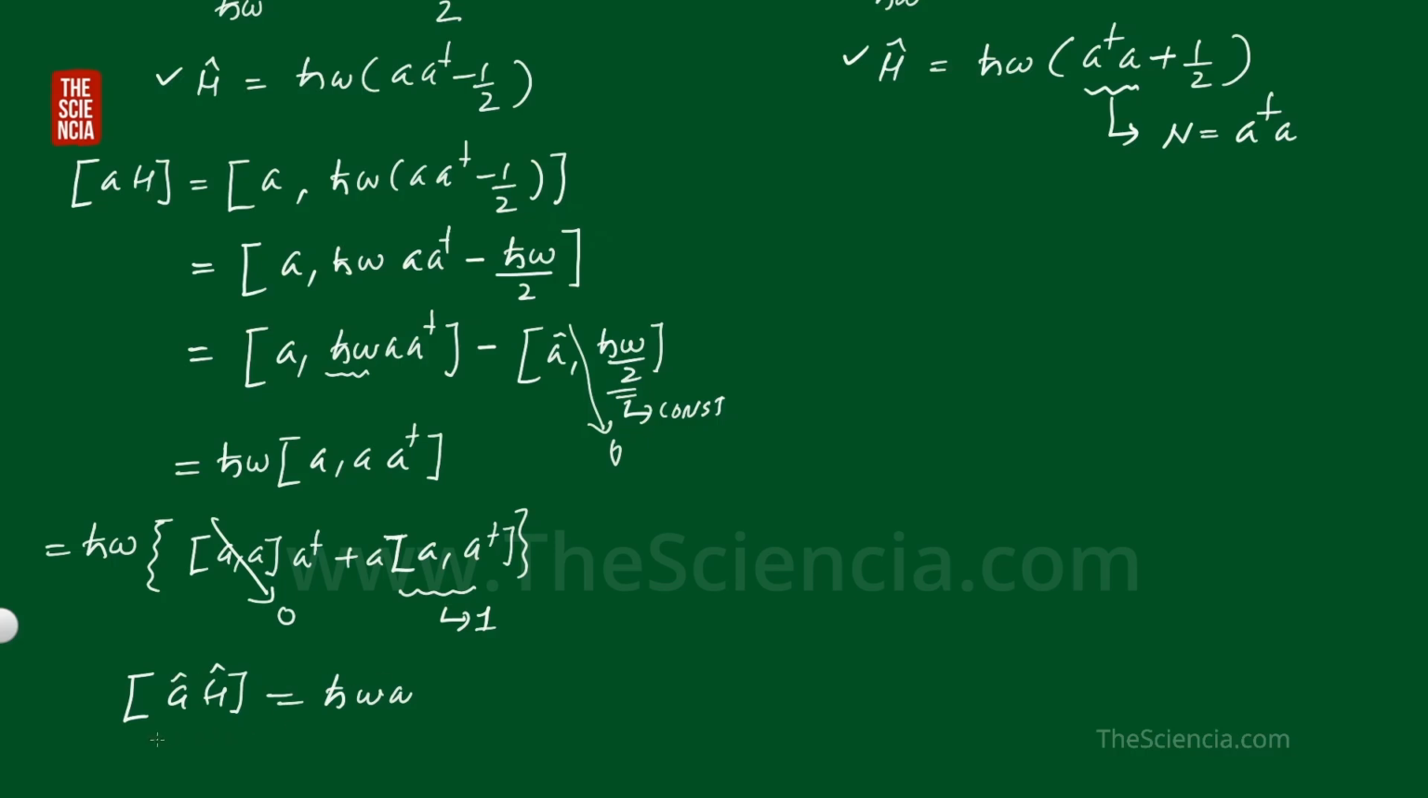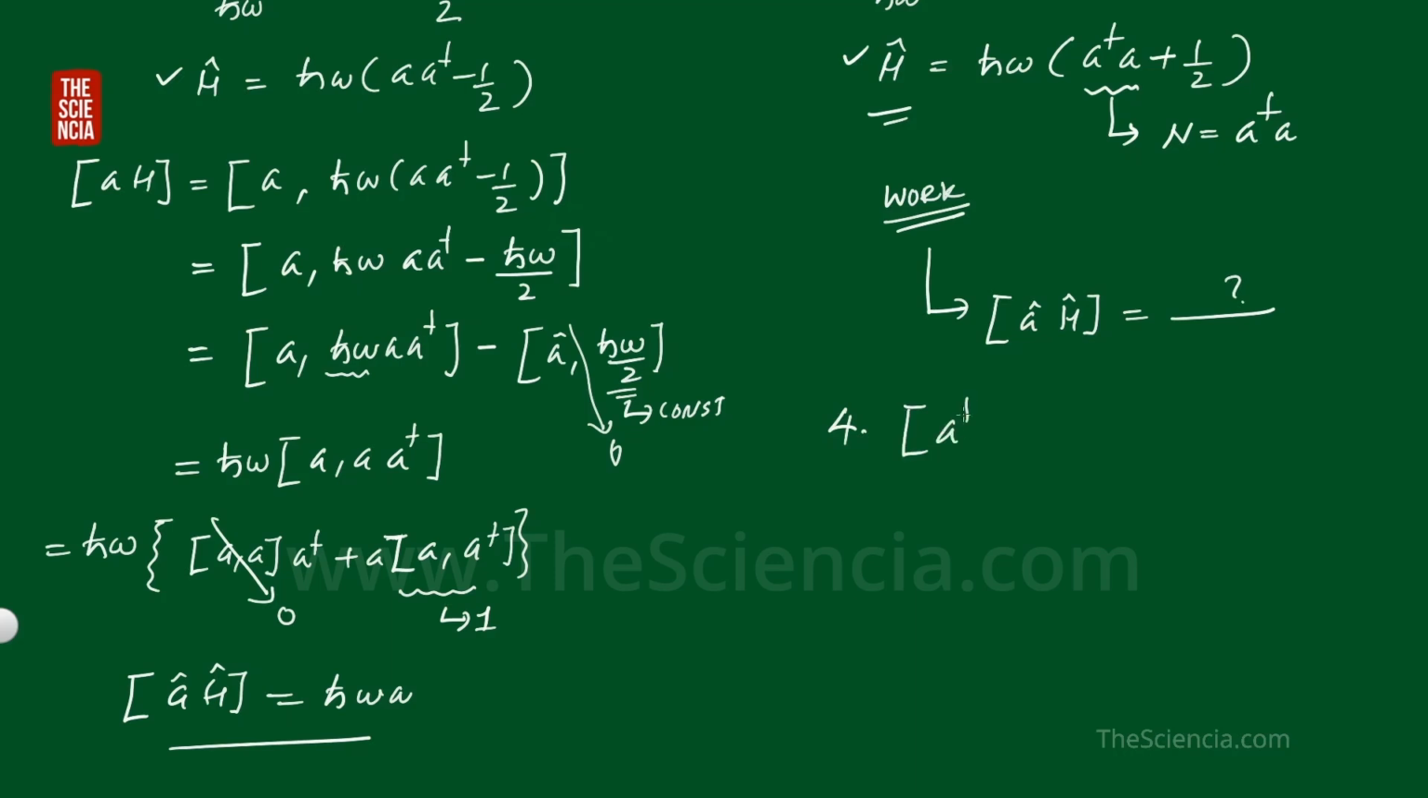Similarly, please find the answer using this other Hamiltonian. This is work for you: find the answer, that is commutator A, H. And one more work for you, the fourth one, that is commutator A dagger, H. Find out the answer. I tell you the answer will be minus H cross omega A dagger, but please solve it and reach the answer.